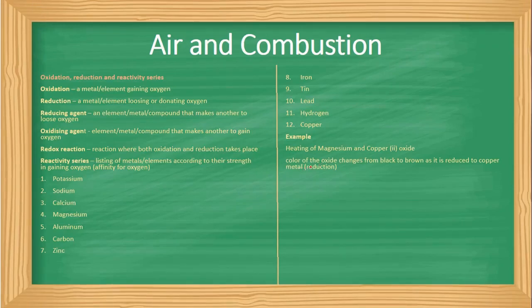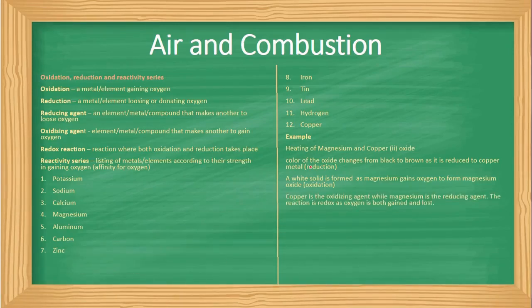The oxide changes from black, copper(II) oxide is black, to brown, now copper, which is brown, as it is reduced to copper metal. So there is reduction. Then a white solid is formed as magnesium gains oxygen to form magnesium oxide. That is oxidation. So copper is the oxidizing agent here, while magnesium is the reducing agent. The reaction is redox because there is both gaining and losing of oxygen.